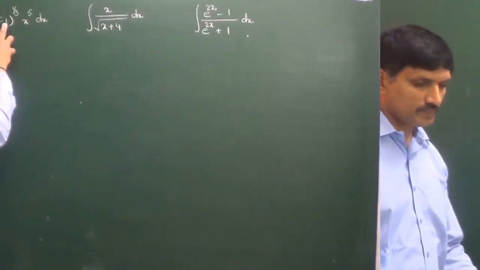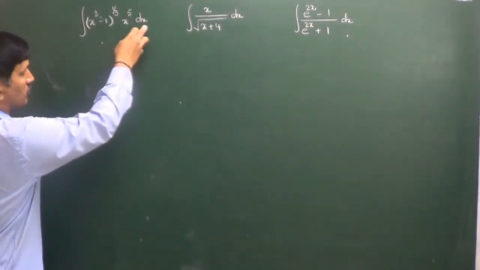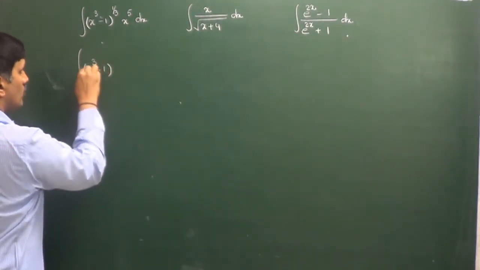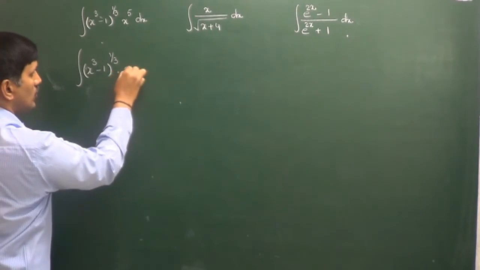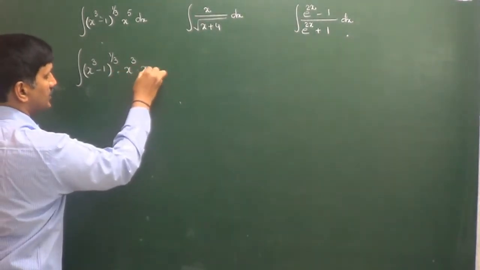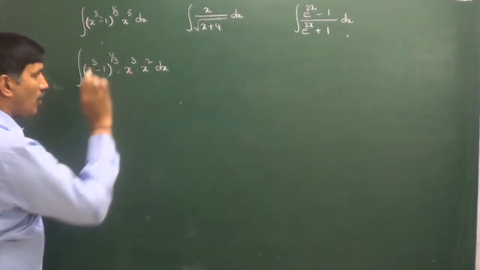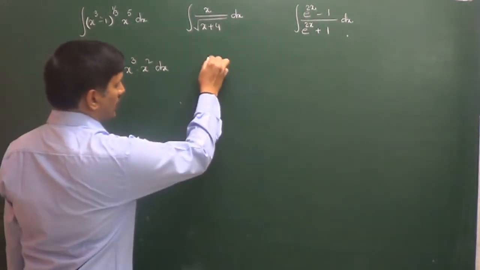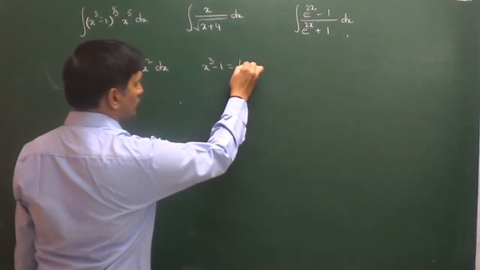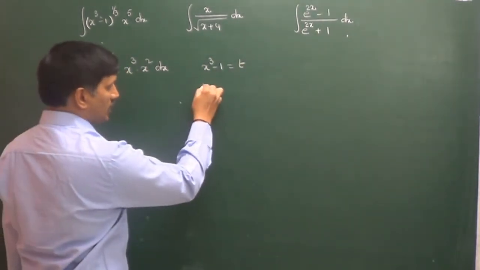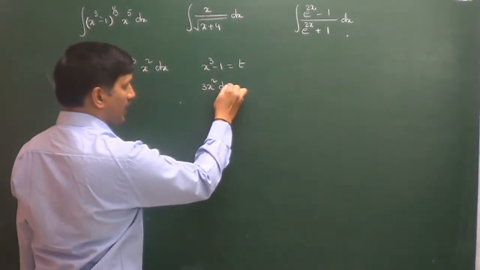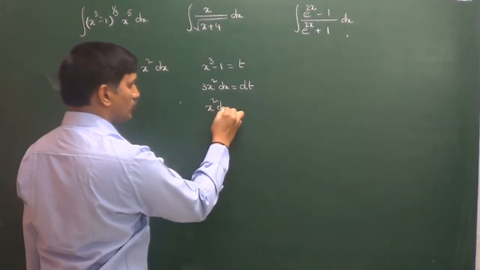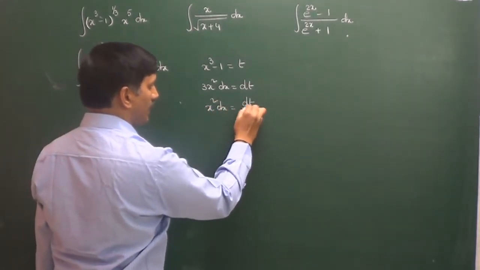Integral of (x cube minus 1) whole power 1 by 3 into x power 5 dx. We can write this as (x cube minus 1) to the power of 1 by 3 into x cube into x square dx. Now you have to get an idea what substitution to take. We take x cube minus 1 equals t. Its differentiation: 3x square dx equals dt. Therefore x square dx equals dt by 3.